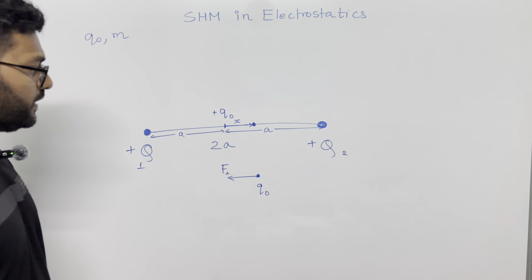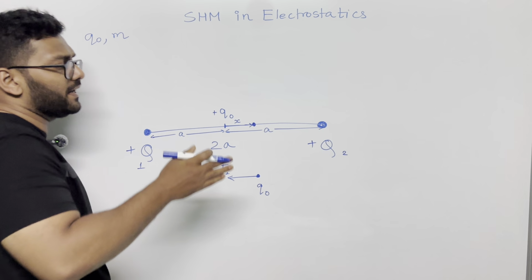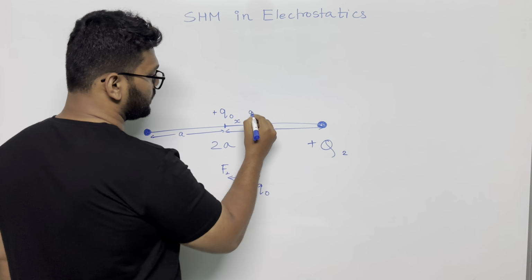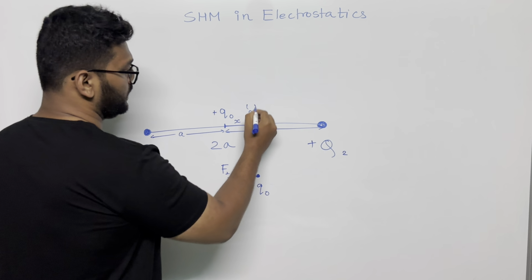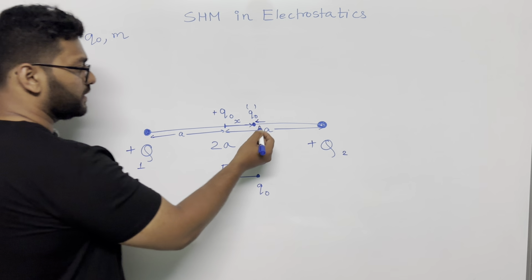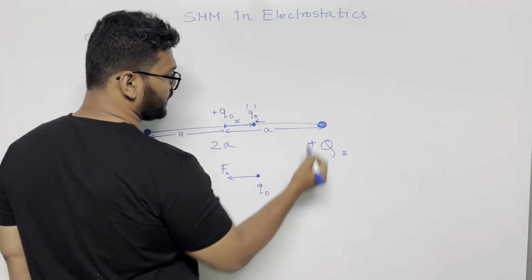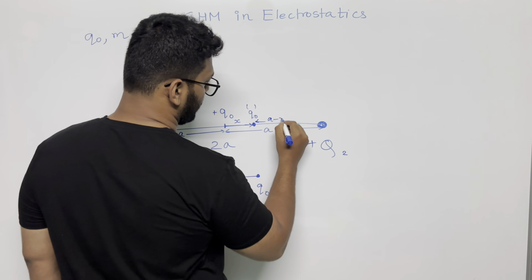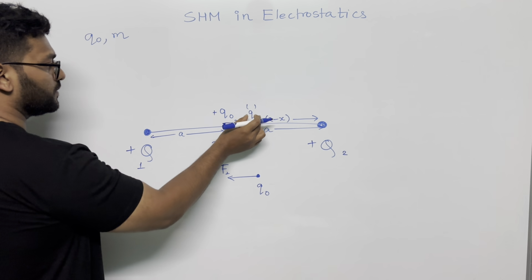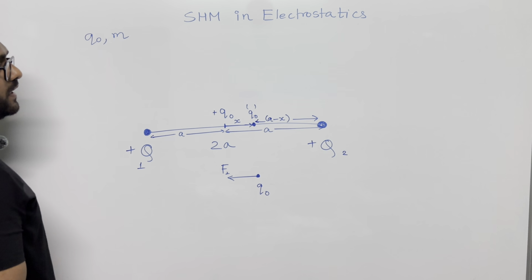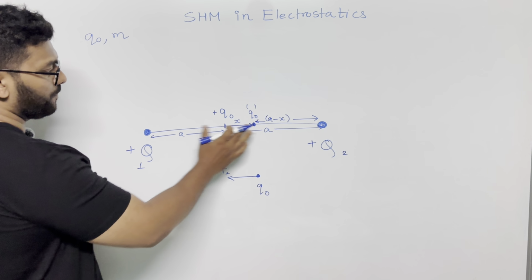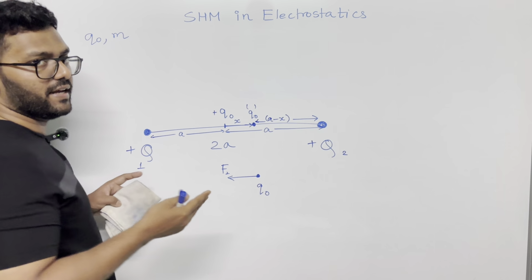direction, right? But now that force will not be that much, because this is the new position of Q0, right? At this point we are finding the force. So the distance between Q0 and Q is nothing but A minus X, and the distance between Q0 and capital Q is A plus X. Because of the A plus X distance, the force obviously has to be lesser.